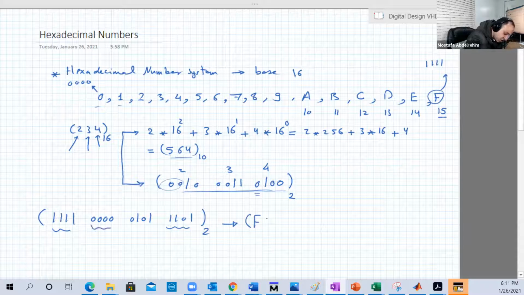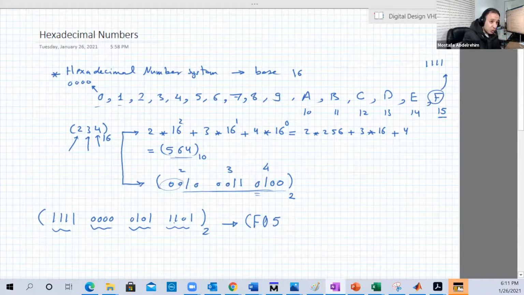These are just 0. This is 1 plus 4, which is 5. And this is 2 to the power 0, which is 1, 2 to the power 1, and this is 2 to the power 3, which is 8. 8 plus 4 is 12, and 12 plus 1 is 13, which is D.